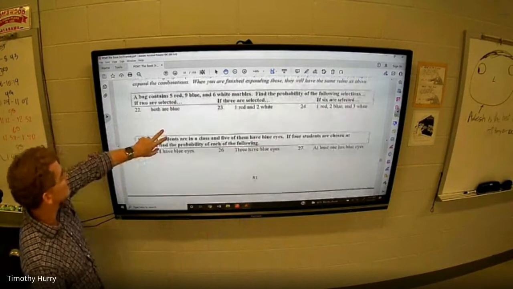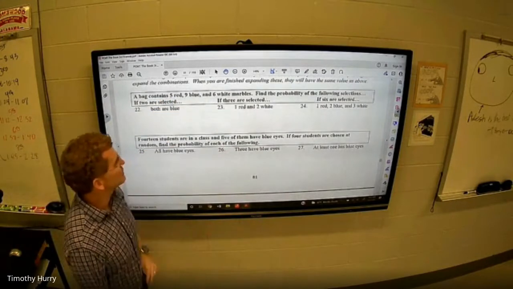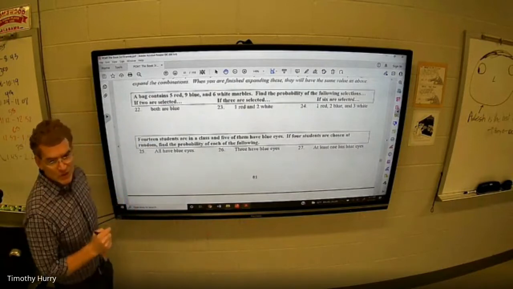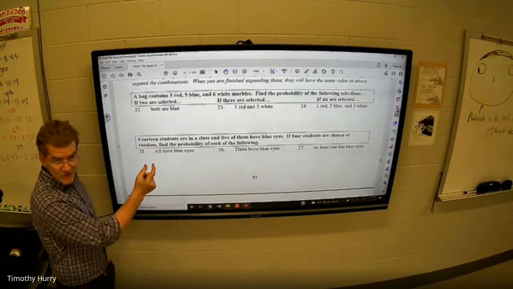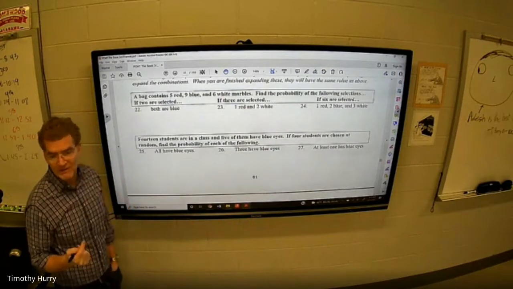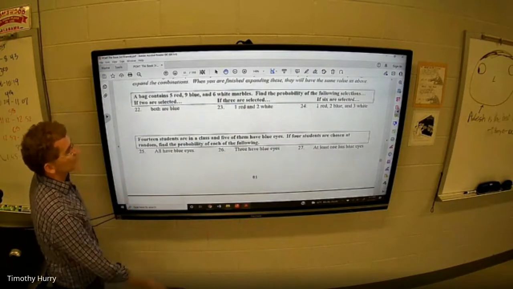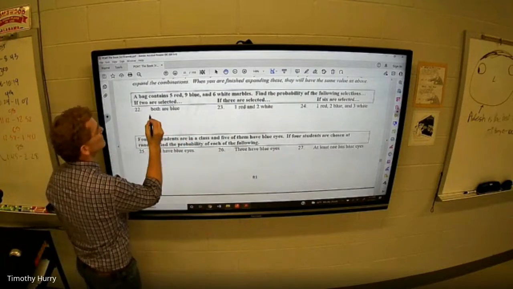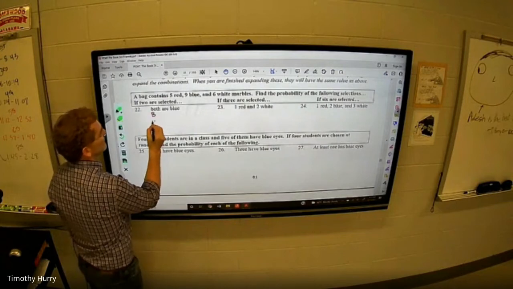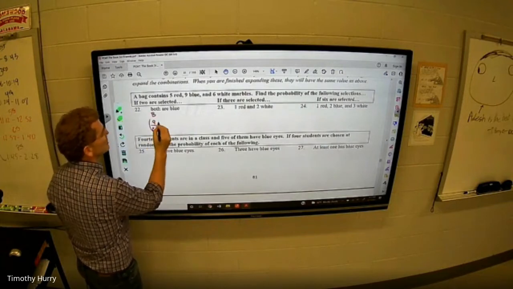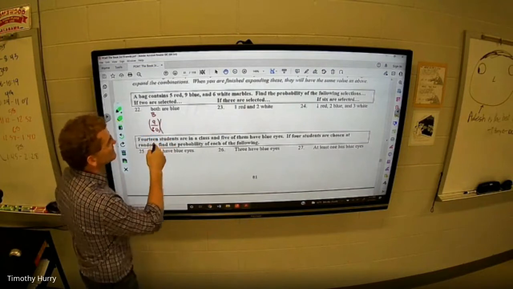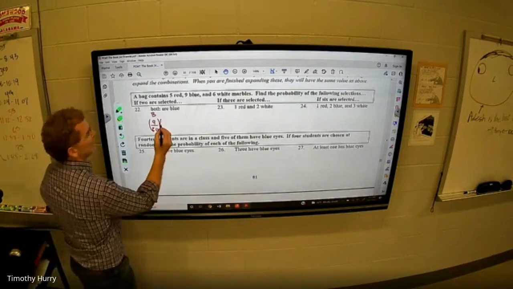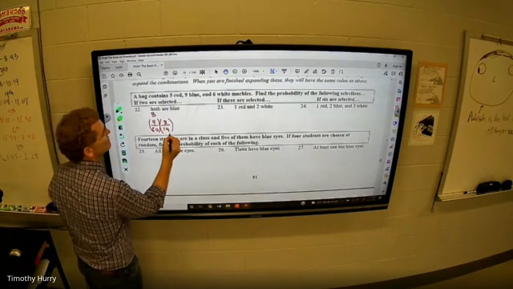So like right here, a bag contains 5 red, 9 blue, and 6 white. Find the probability that if I pick 2, they're both blue. So using the fractions, what would you do? Well, what's the probability of getting your first blue? 9 out of what? 20. So the first blue, I'm just going to put a B there, would be 9 out of 20. This is doing one choice at a time. Now, once I pick that blue one, what's the probability of the next blue? 8 out of 19.